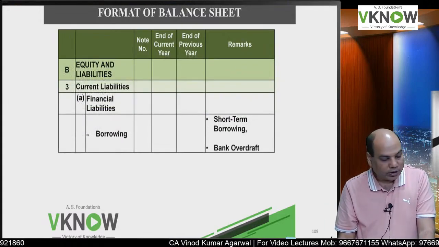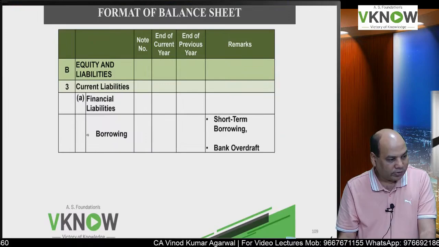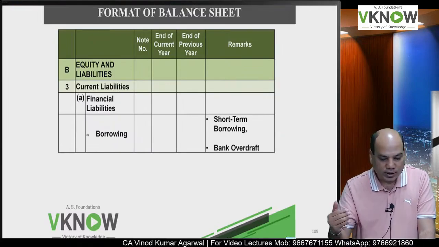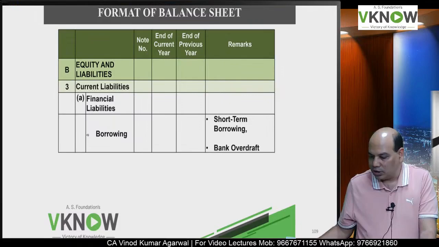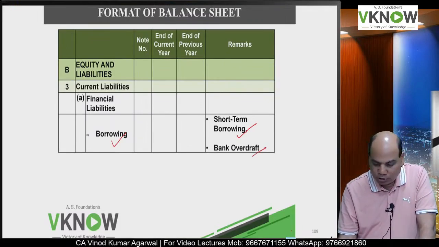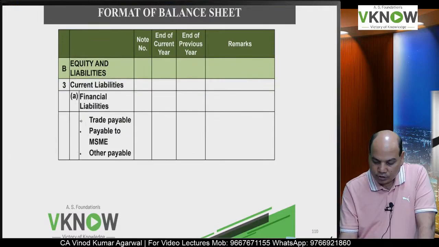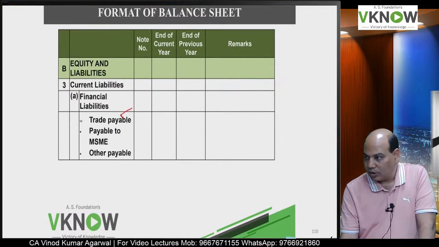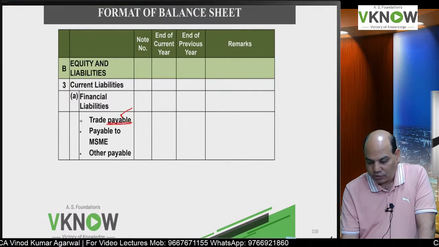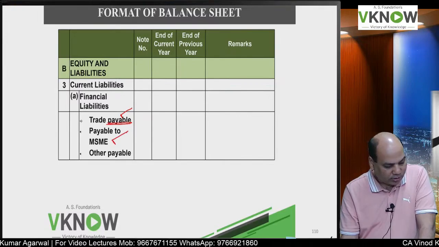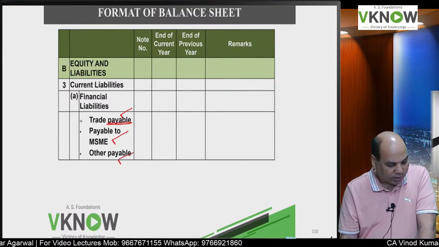And after that, the third item is current liabilities. In current liabilities, we have a financial liability. You will find same presentation for current liability. We have borrowing. It will have short-term borrowing, bank overdraft. Then trade payable will also come under financial liability, because there is a contractual obligation to pay cash. Divide into two categories, payable to MSME and other payable.